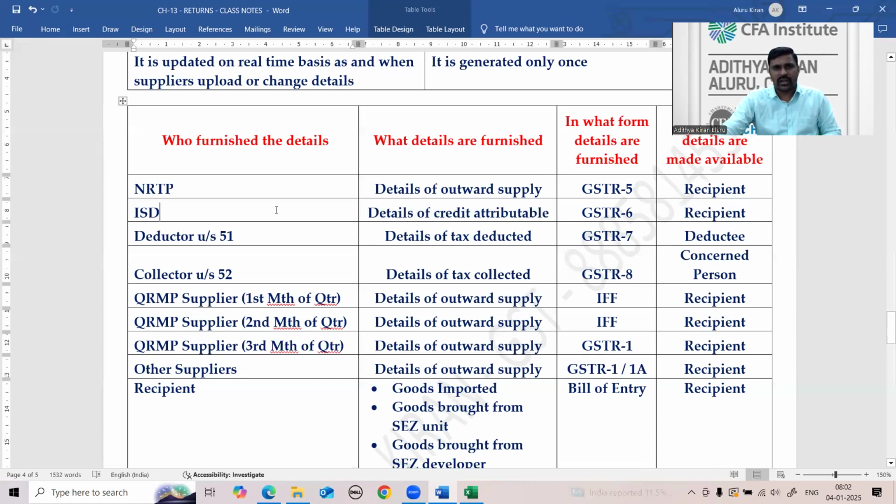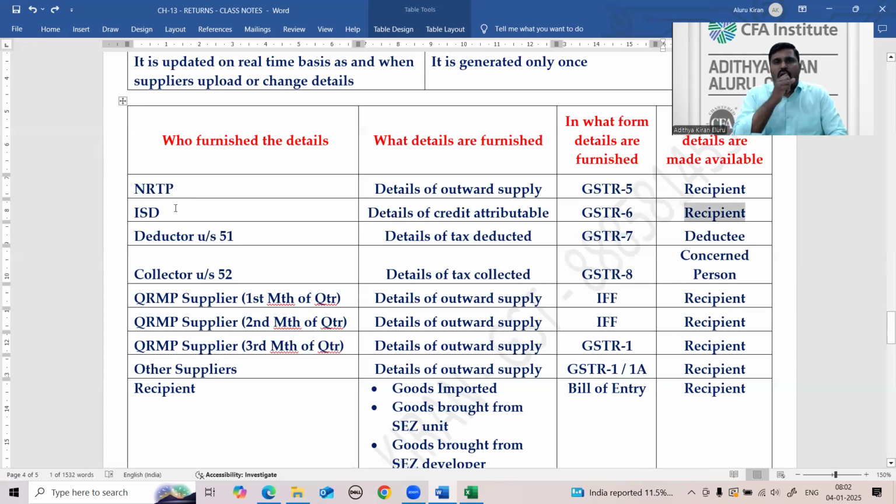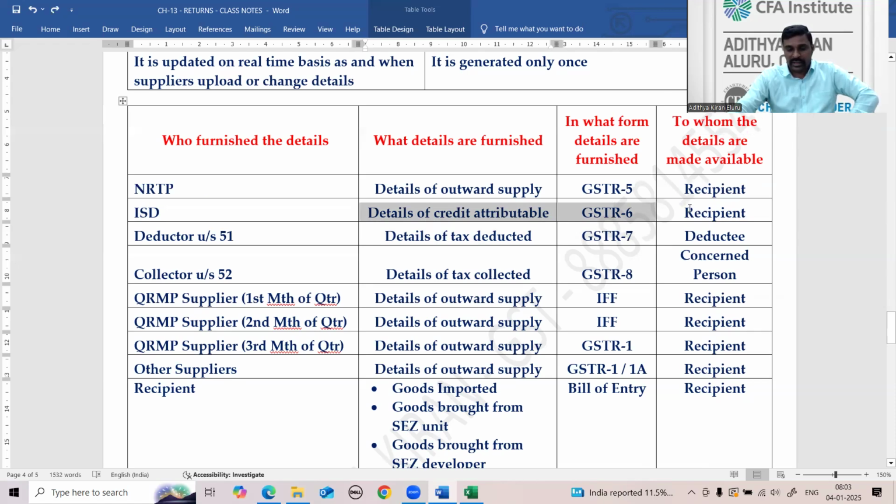Input service distributor is not the supplier of services. He is the recipient of service, no doubt, but he is not the supplier of services. Supplier of service is somebody else. Input service distributor furnishes the details of credit attributable. In what form? In GSTR 6. So those are made available to the recipient of service. Next, deductor under section 51.